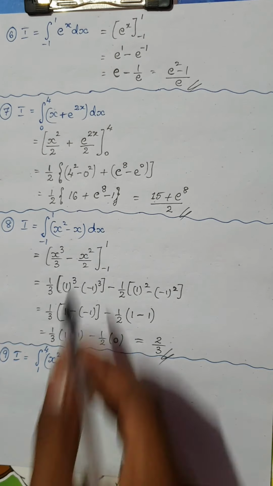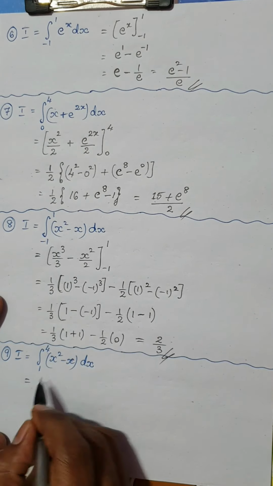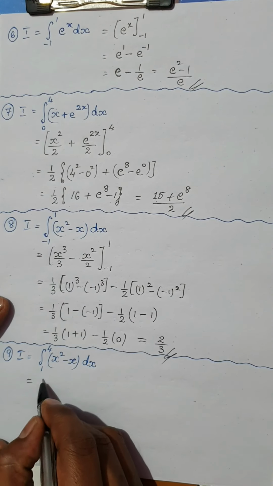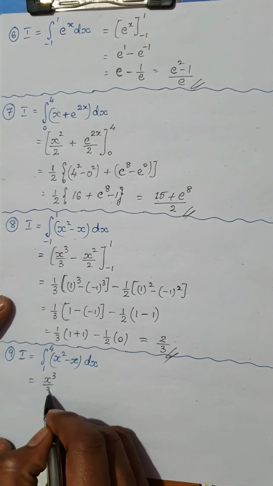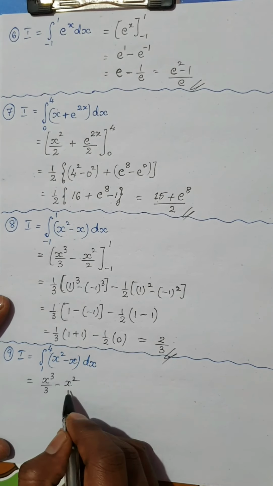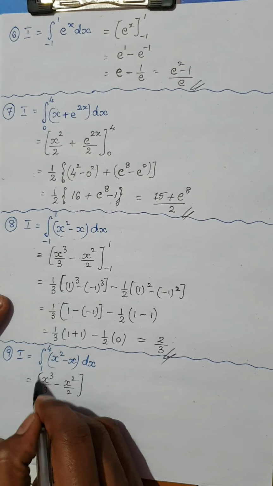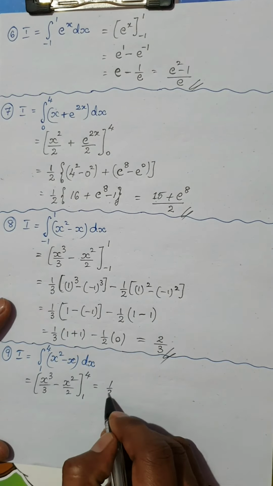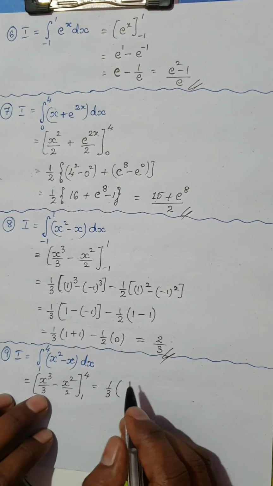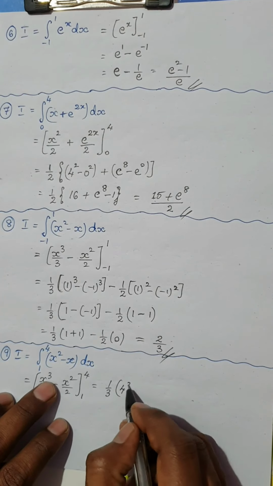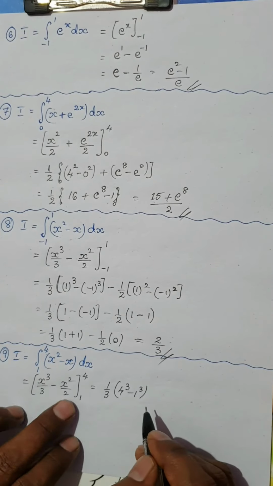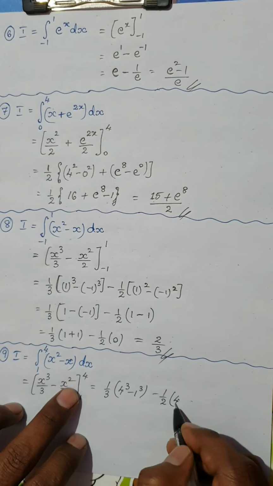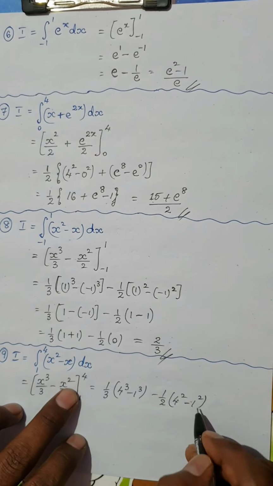So the next integral is almost the same question, only the limits are different. There the limit was minus 1 to 1, here the limit is 1 to 4. So integral of x square is x cube divided by 3 minus integral of x is x square divided by 2. This is integrated within the limits 1 to 4. Let me apply the limits. 1 by 3 is a constant. Now you can take directly 4 cube minus 1 cube, upper limit minus lower limit, minus 1 by 2 into 4 square minus 1 square, right?